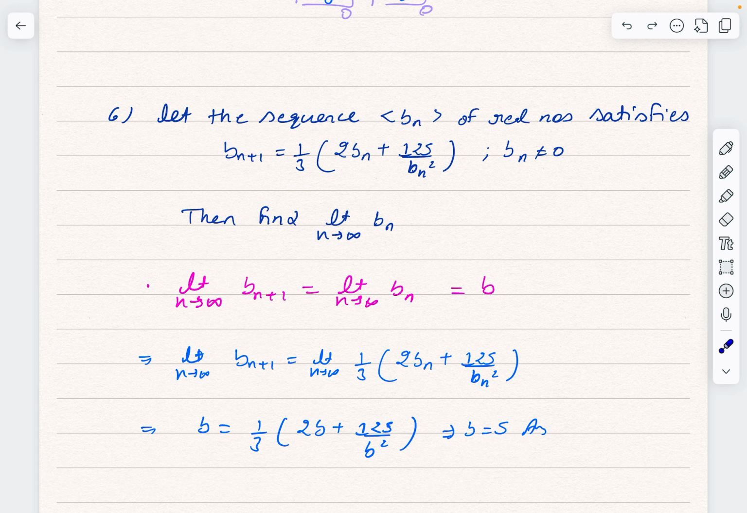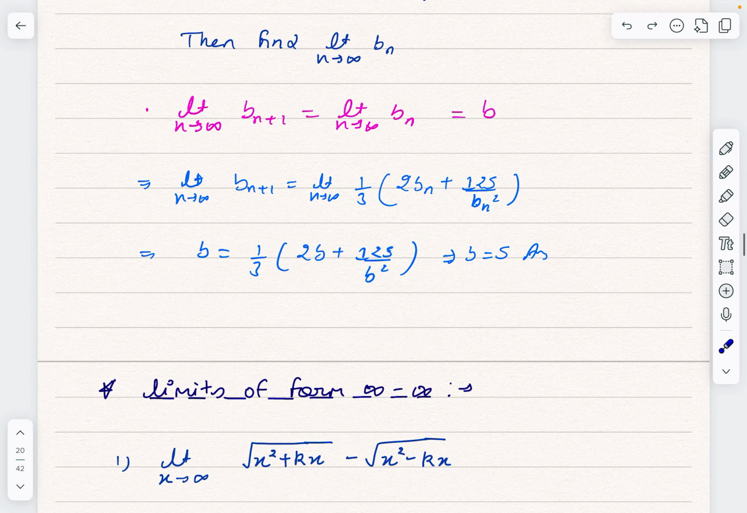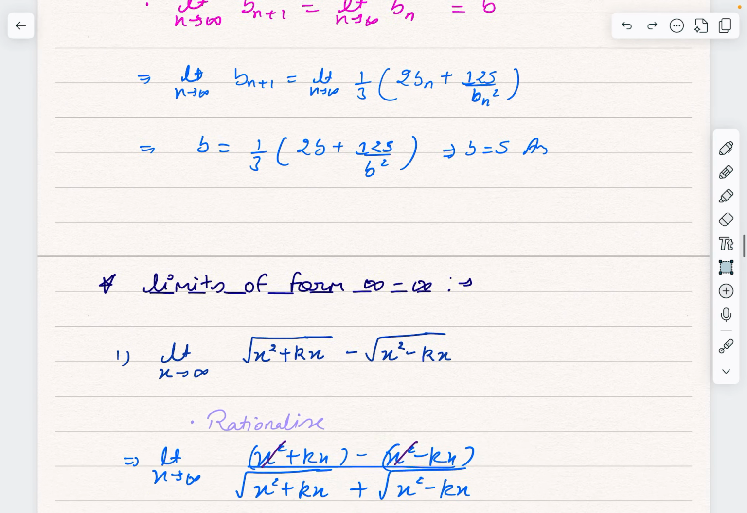Okay, this is this problem. Nothing much to think here. That's all. Next one. Next, we have the problems where we get infinity minus infinity form. Like this is one of them.